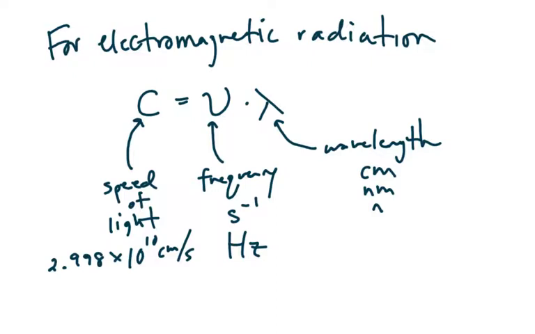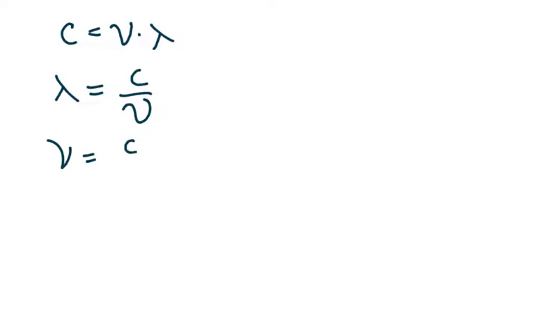So, of course, this is just a relationship, so it can be rewritten in multiple ways, right? You can solve for different properties of the light. So this one is a fairly common way of writing it.